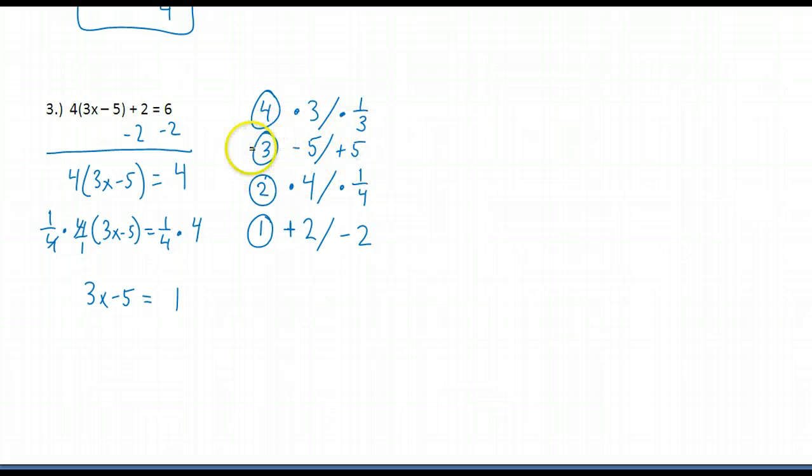Now I can go to step 3. Once my grouping symbols are gone, I just need to undo the order of operations again. The order of operations resets once I get inside of the grouping symbols. Minus 5 plus 5 becomes 0. 3x plus 0 is just 3x. 1 plus 5 is 6. Last step, multiply both sides by 1/3.